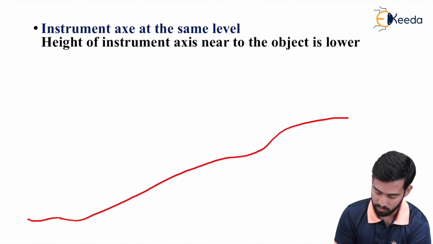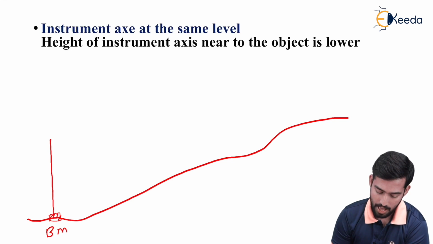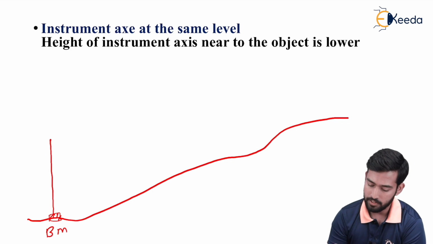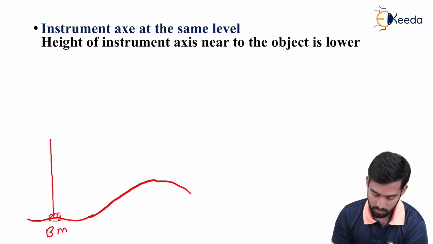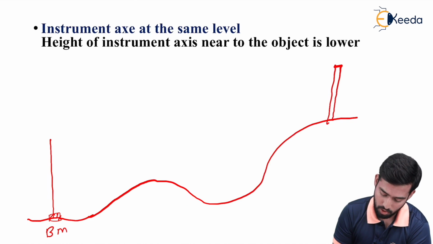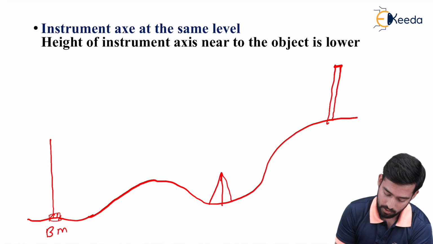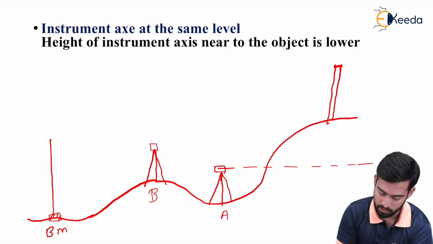suppose we start with your first object, that is your benchmark over here. So we have a leveling staff at the benchmark. Now as mentioned earlier, the station near to your object has a line of sight lower than the station far from your object. So we know as B, it is A. So the line of sight of both the objects is not at the same level, it is at a different level. As we can see over here, it is at a different level.